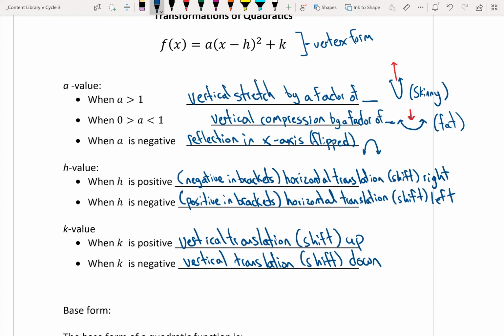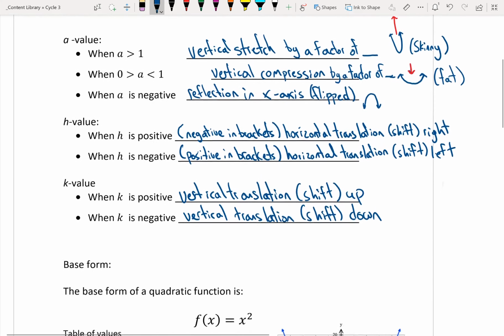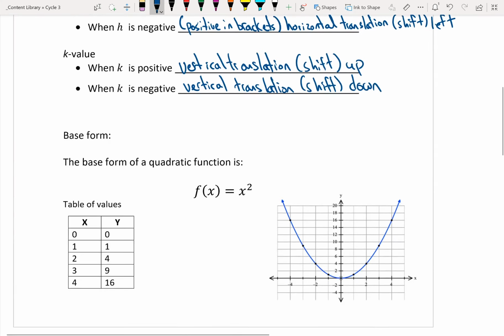So these are the three values that you have to look at when you're dealing with transformations of quadratics, and you're going to use these to figure out how your parabola or quadratic has been transformed. But in order to figure that out, we need to know what the base form is. So this is the base form of our function. We have it in three different ways. We can see the table of values. We can see the function equation, f of x equals x squared. That's your most basic form of a quadratic. And if we were to graph that, we would see this parabola here.